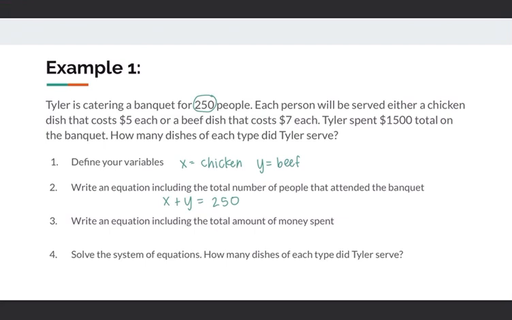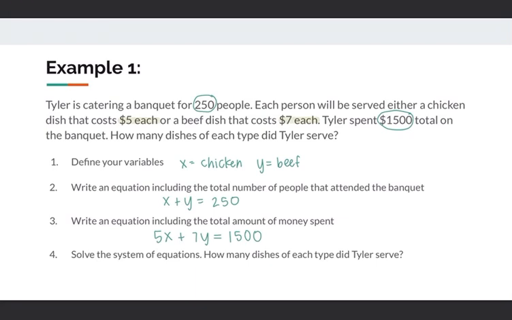Okay, then third, we're going to write an equation including the total amount of money spent. So in the word problem, I'm just going to highlight the information that we have. So we know it was $5 each for chicken and $7 each for beef. So I'm just going to reflect that with our variables. We have $5 per chicken and $7 per beef, and that is equal to our total of $1,500. So 5x plus 7y equals 1,500.